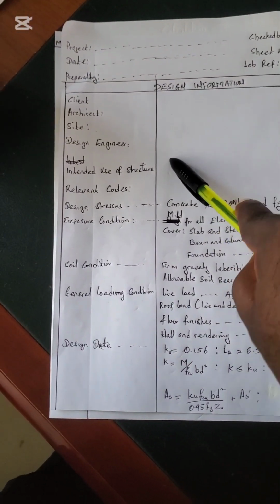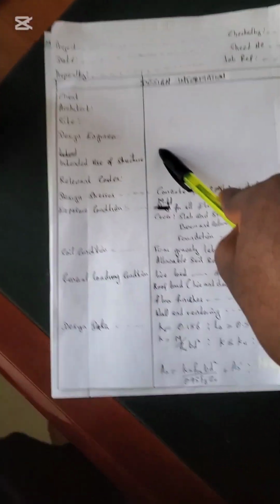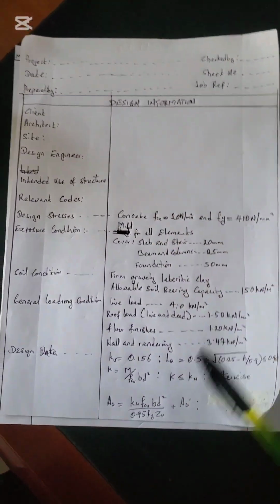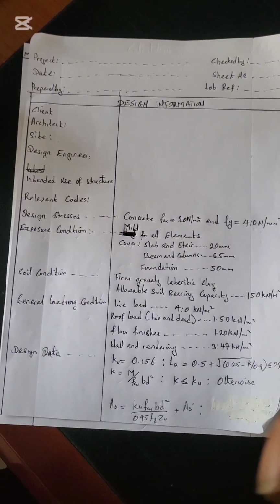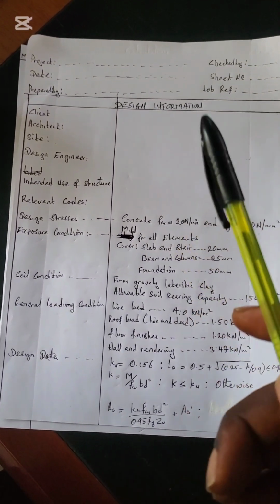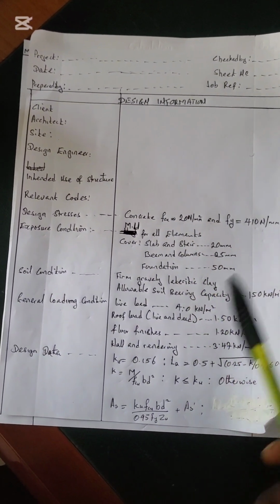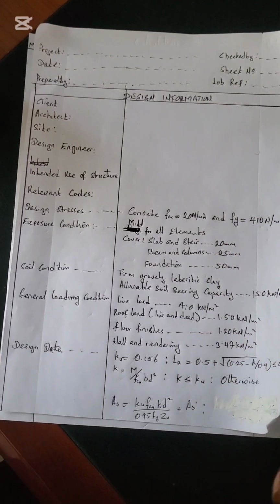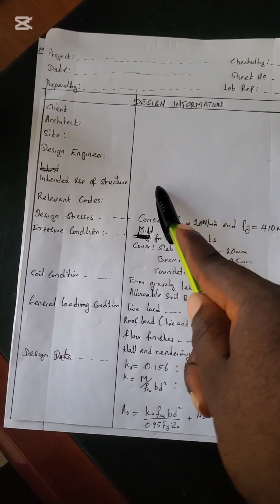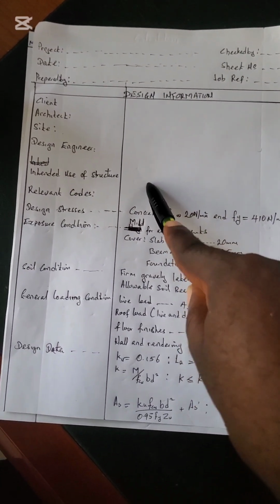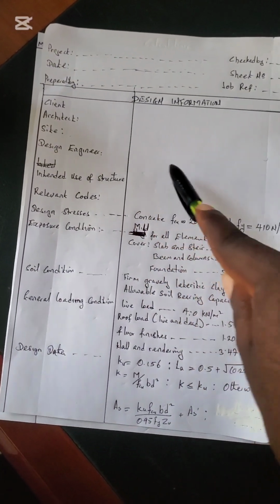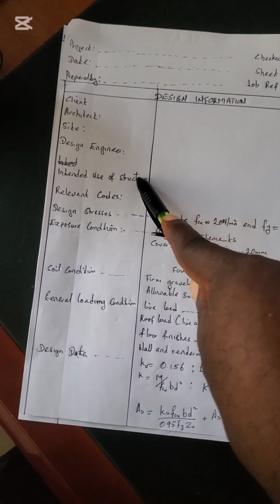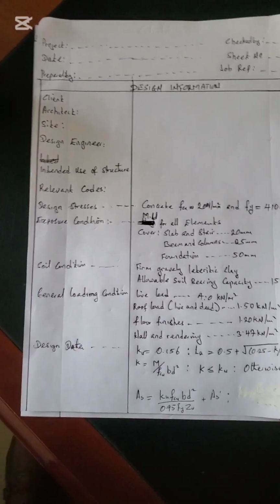This intended use of structure, we explain further whether the structure is for a residential purpose or a commercial purpose. If it is a residential purpose, a residential building has its own live load. A commercial structure has its own live load. So the purpose for which you are designing should be stated here.